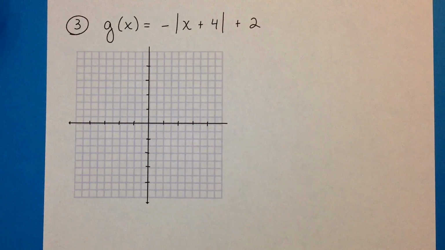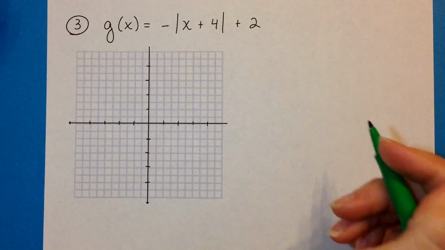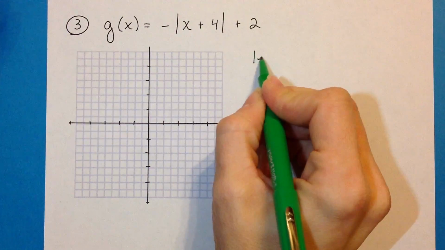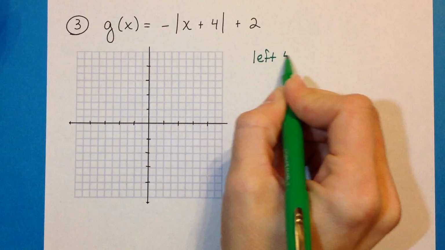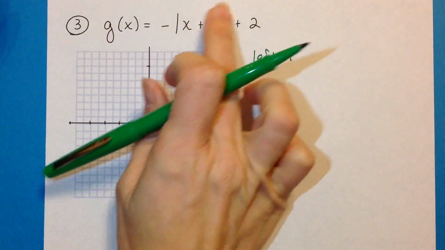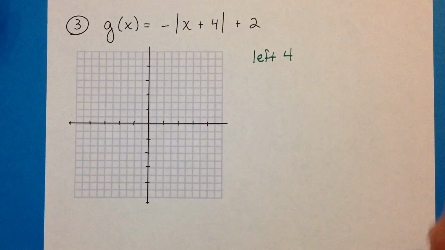Okay, next graph we're looking at is this absolute value graph. Again, listing the transformations. So first of all, I check to see if there's a shift to the left or to the right, and the +4 actually tells me that it's going to go to the left 4 because that's inside your function, because your absolute value bars indicate your function.